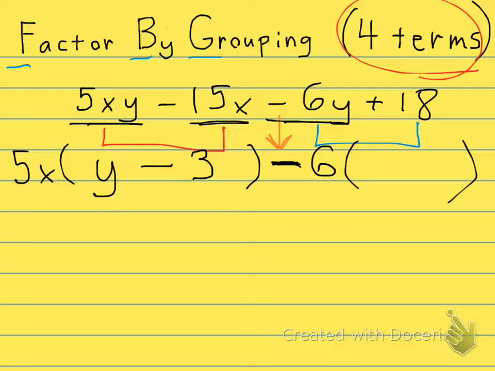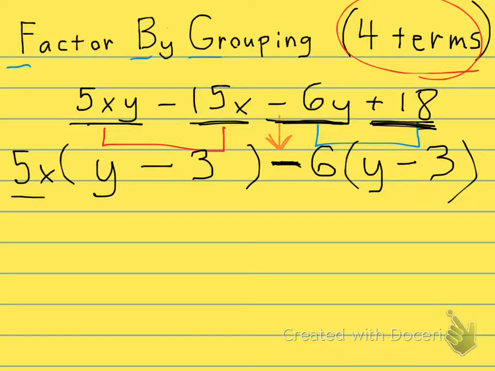When I divide out a negative 6 from negative 6y, I'm left with just a y. And now when I divide a negative 6 out of plus 18, right? I'm dividing 18, a positive by a negative. When I divide a positive by a negative, I'm going to get a negative. 18 divided by 6 is 3.